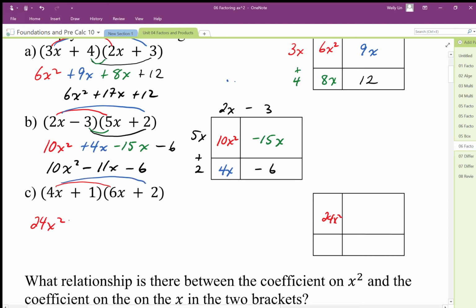4x times 2 plus 8x. So let's say that this is, let's make this a plus 2, so we'll make this 8x. Okay, so maybe I should write this in. So it's going to be 6x plus 2, 4x plus 1. So when we distribute the 1 out, we get plus 6x and plus 2. So that's going to be 6x plus 2.